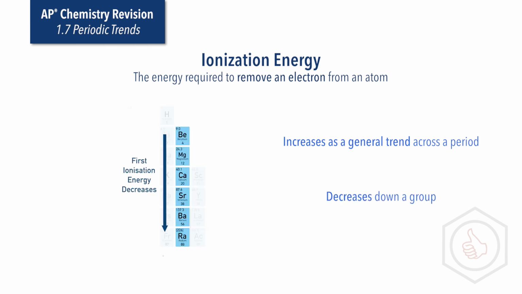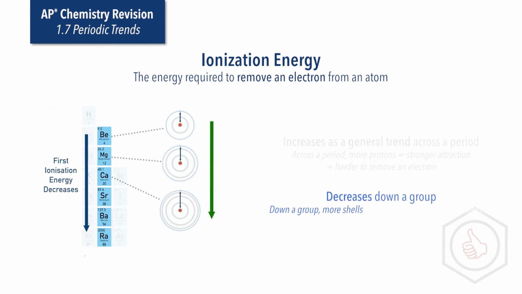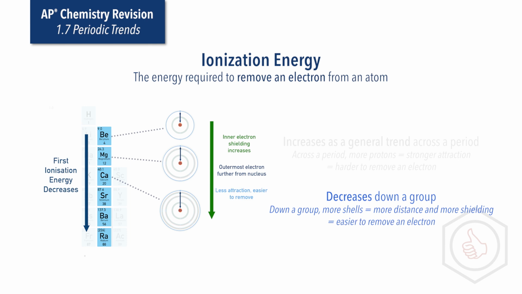This is because across a period there are more protons in an atom's nucleus, meaning a stronger effective nuclear charge and stronger attraction between the outer electrons and nucleus, making them harder to remove. The number of inner electron shells remains the same across a period, meaning the inner shielding doesn't change. However, down a group, more inner electron shells means more distance and more shielding between the outer electrons and the nucleus of the atom, making the electrons easier to remove because they experience less attraction.